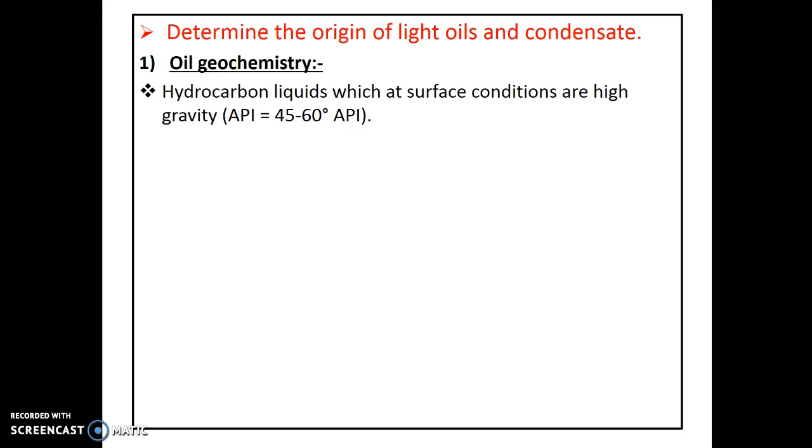Alright, next, the technique that an exploration geochemist will use to characterize the charge wreath is oil geochemistry, specifically used to determine the origin of light oils and condensate. The light oils and condensate here refer to hydrocarbon liquid which at surface condition is high gravity, with the API between 45 to 60 API.